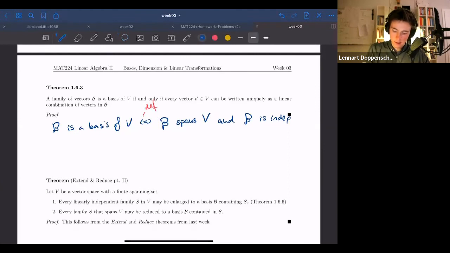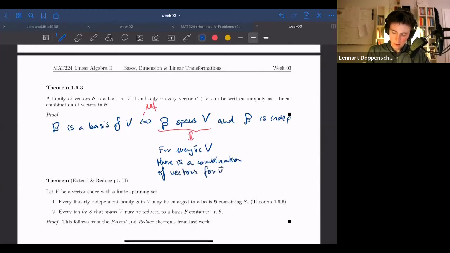Okay, and then because B spans V, this means for every v, there is a combination, and I often just use the wording that this can be represented in the span, by which I just mean there's some combination equal to this vector. But because we also have independence of the family B, this is by a theorem, every combination is unique. And this is all we need to show.